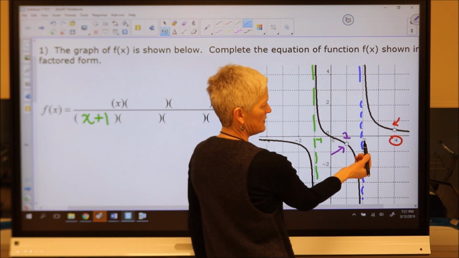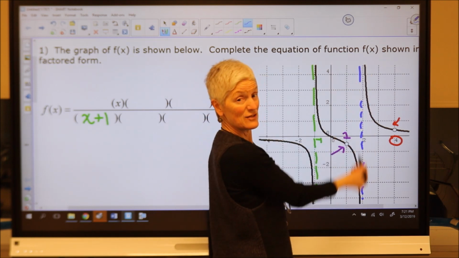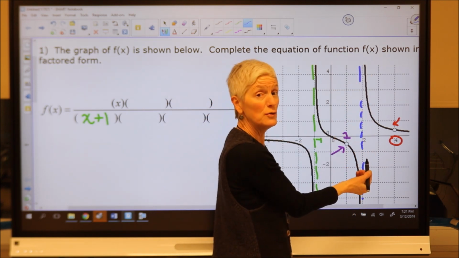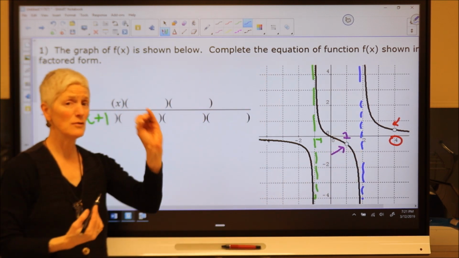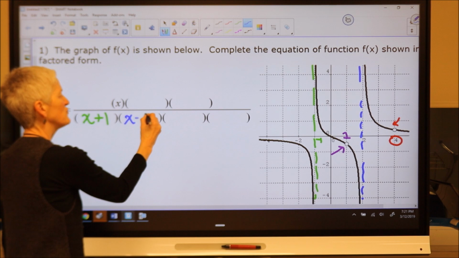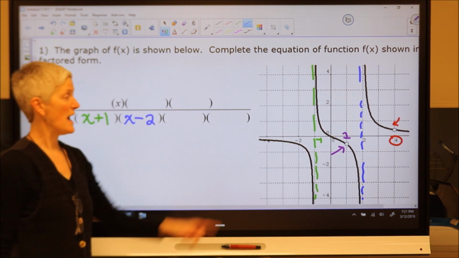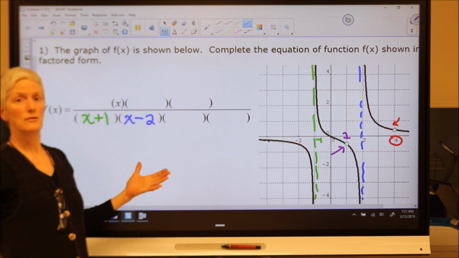Let's go to my next asymptote. This says this function does not exist when x equals 2. That means when I plug in 2 into my denominator, I'm going to get a 0. Well, a factor of x minus 2 will accomplish that. 2 minus 2, 0.